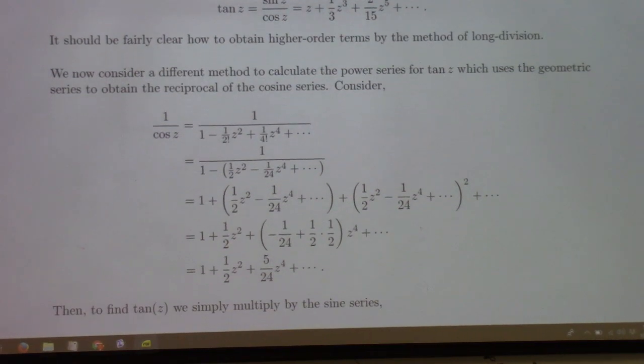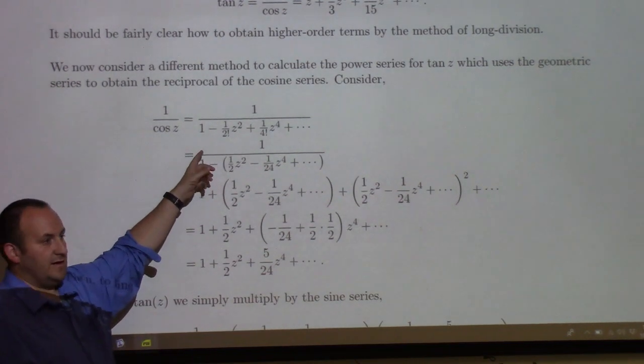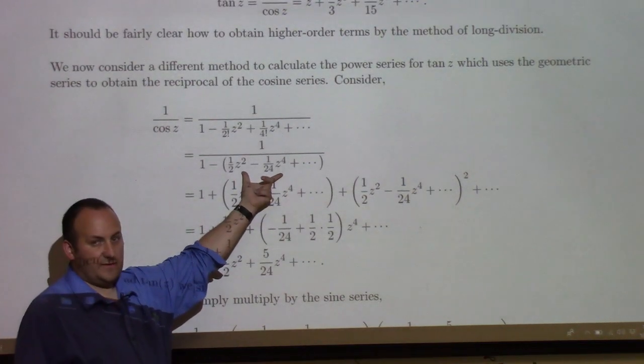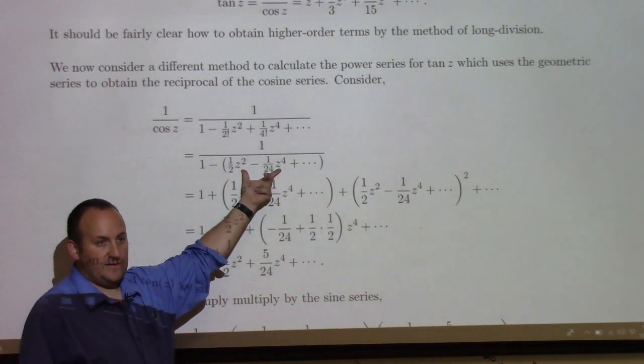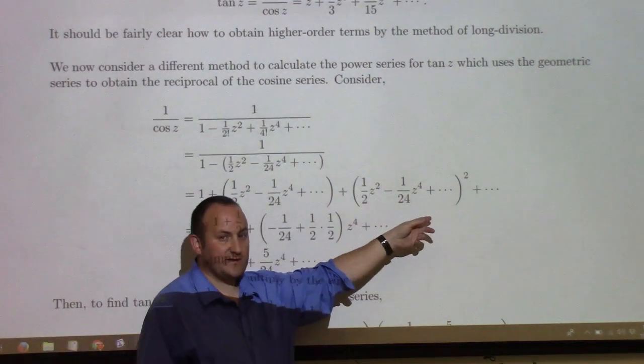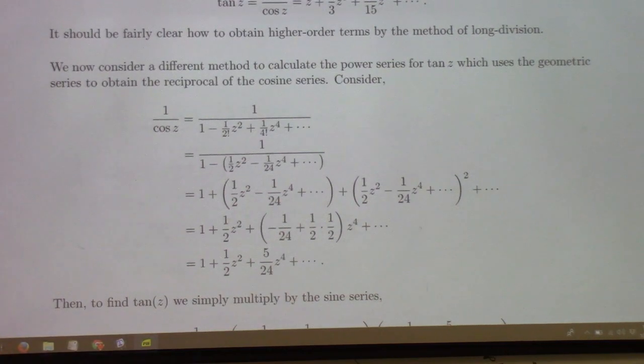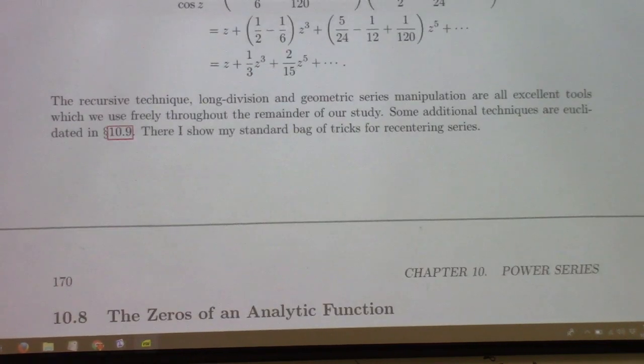Here's 1 over cosine z, right? This is yet another calculational technique. If I've got the leading coefficient as 1, I think of this in terms of being a geometric series, right? So 1, that's my r, so this is 1 plus r squared. That might make sense as a calculational technique. There's a lot of different ways to look at reciprocating a series. There's just a couple for you.